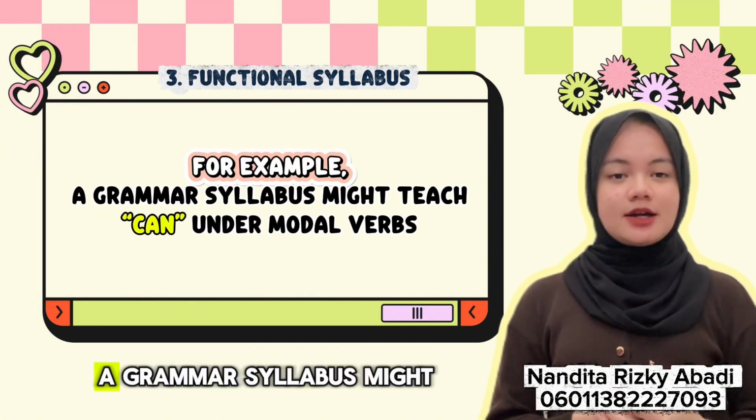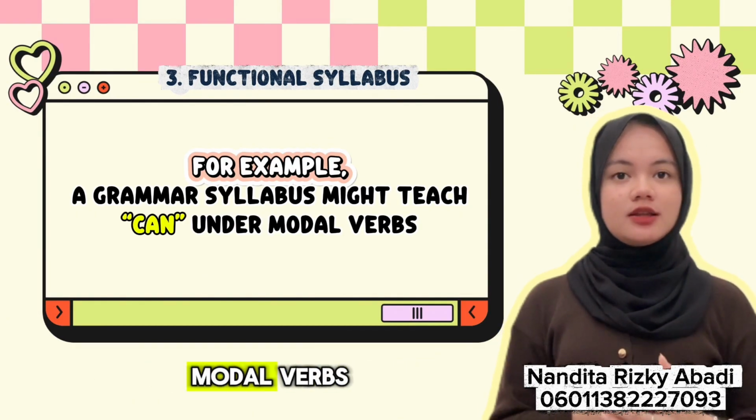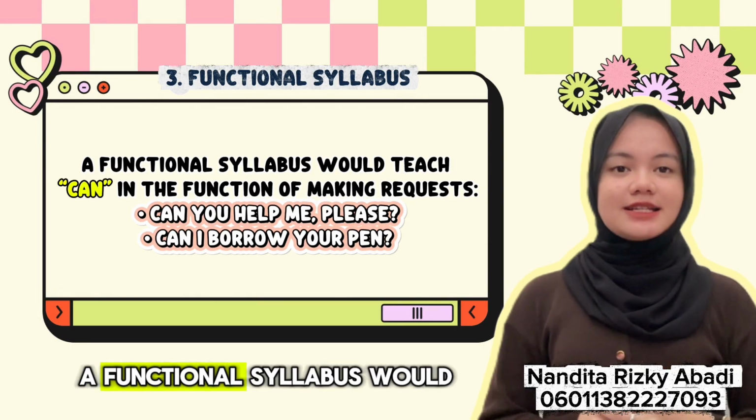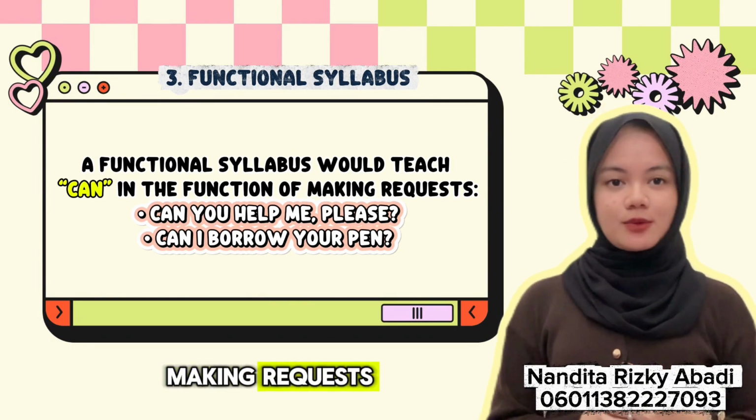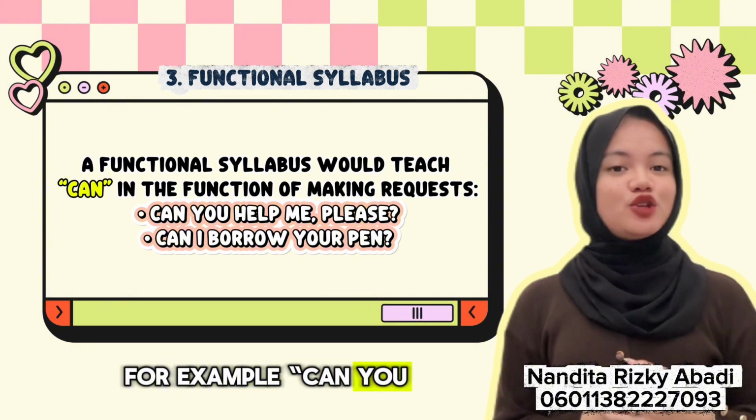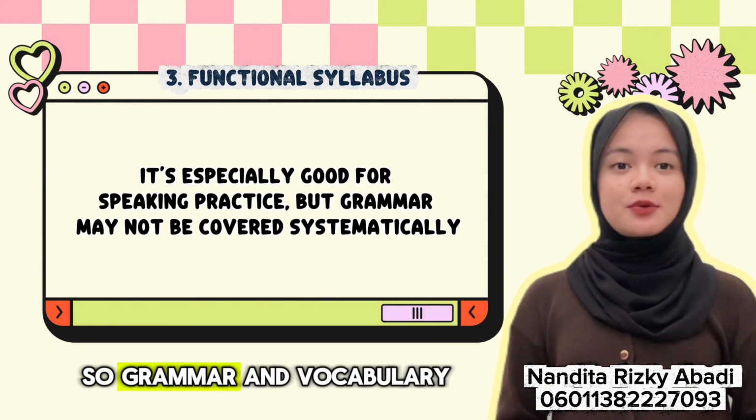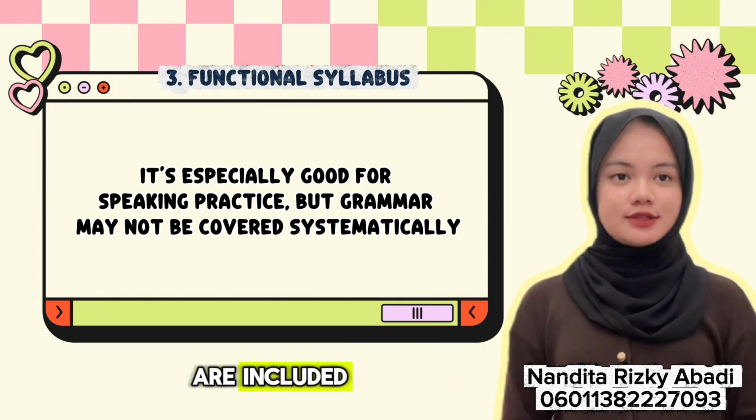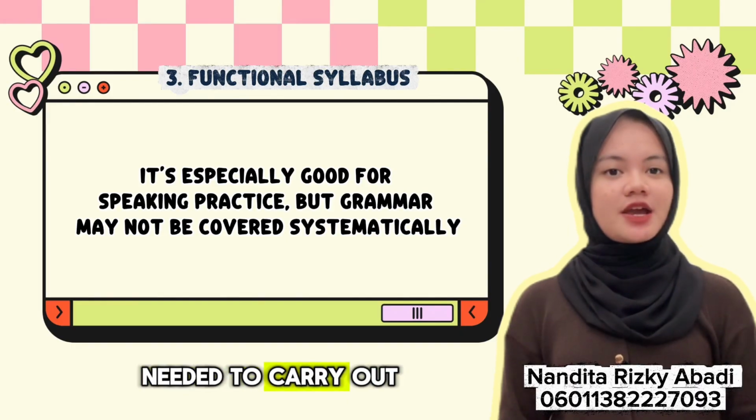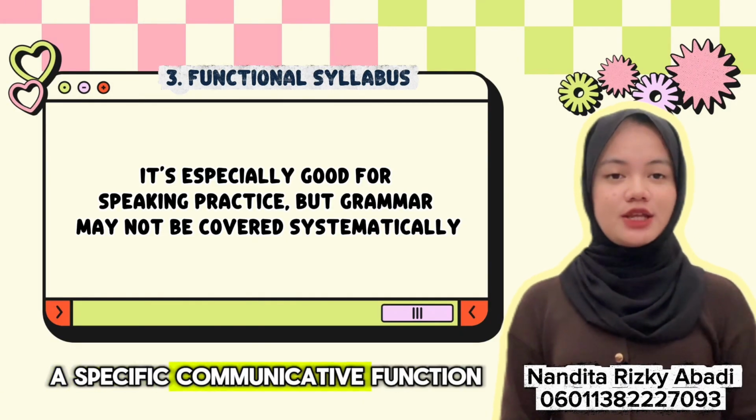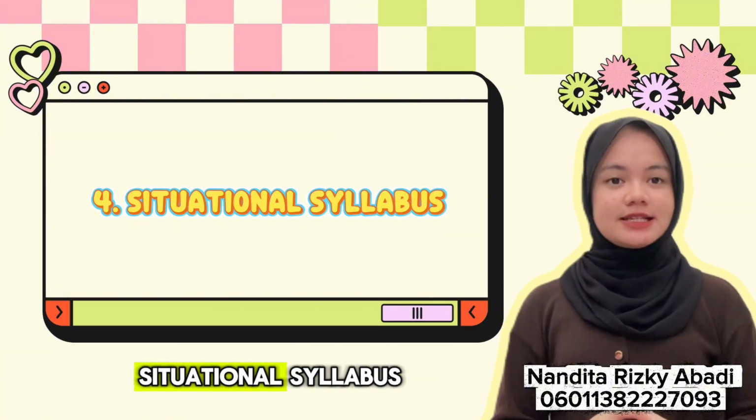For example, a grammar syllabus might teach can under modal verbs. A functional syllabus would teach can in the function of making requests. For example, can you help me please? Or can I borrow your pen? So grammar and vocabulary are included, but they are selected and presented only when needed to carry out a specific communicative function. The fourth type is situational syllabus.